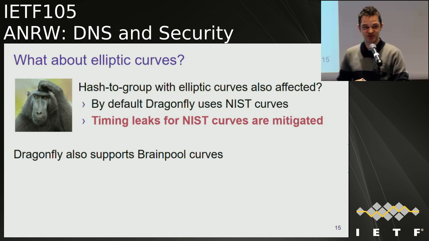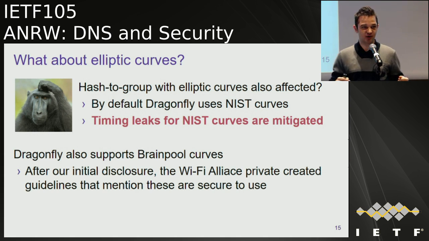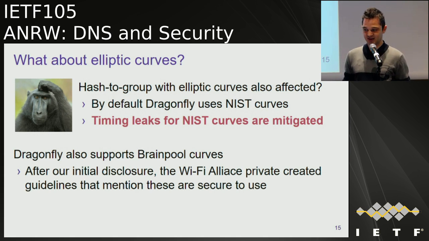Unfortunately, Dragonfly also supports Brainpool curves, and interestingly, initially we didn't look at these Brainpool curves because Dragonfly supports a lot of parameters, so it's hard to analyze every possible scenario. But the reason we did look at Brainpool curves is because after our initial disclosure to the Wi-Fi Alliance, they privately created some recommendations on how to avoid our attacks. And in those recommendations, they said, okay, you can use Brainpool curves. They are safe to use. There are no timing attacks against them.